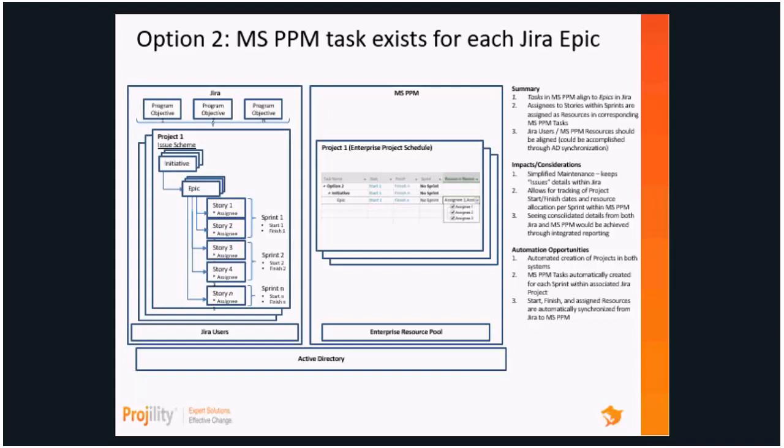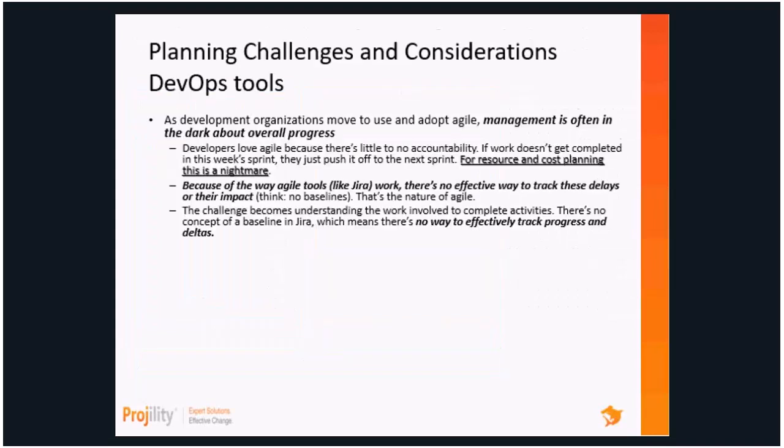So some of the planning challenges and considerations, and this is just us kind of stepping back, working with our clients that do Agile today. One of the challenges with developer organizations that are moving to adopt Agile is a lot of times management is in the dark about progress. They don't know how things are going. If something's not done in a sprint, it gets pushed to the next sprint, and then we move it to the next sprint. Maybe we move it to the next iteration, and we're rolling this up to different epics.